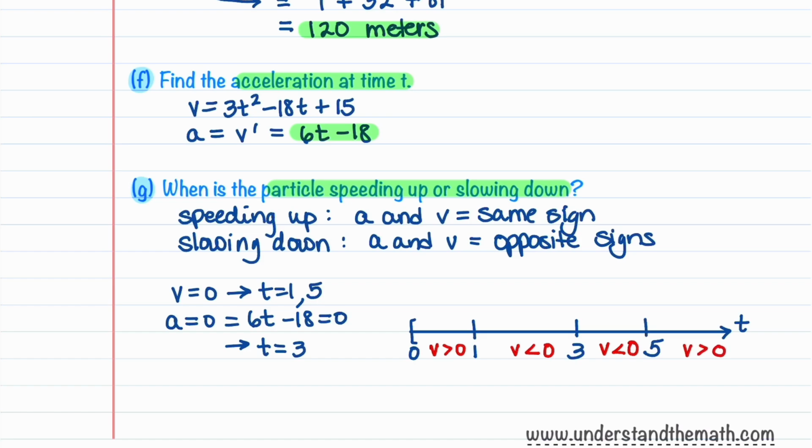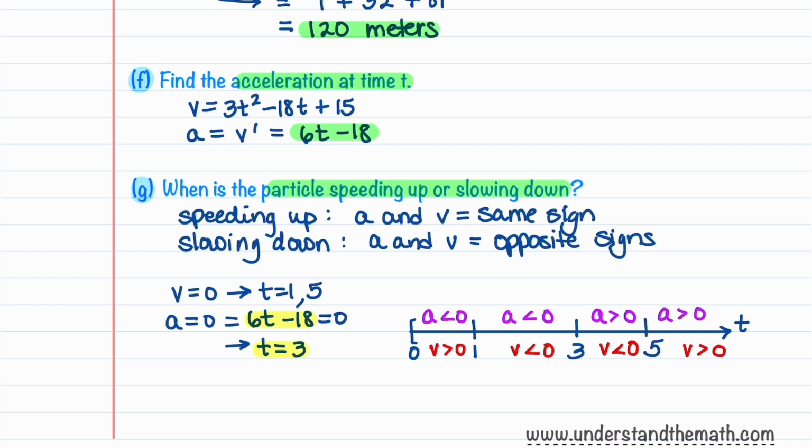Now we're going to do the same thing for the acceleration. Our acceleration is going to change signs when t is equal to 3. If we look at 6t minus 18 and pick a value less than 3, let's just say 1, we're going to see that our acceleration is negative. So I'm going to write down that a is less than 0 here and less than 0 here. And then if we pick a point that is greater than 3, say 4, you can see that our acceleration is positive. So we'll write down a is greater than 0 and a is greater than 0.